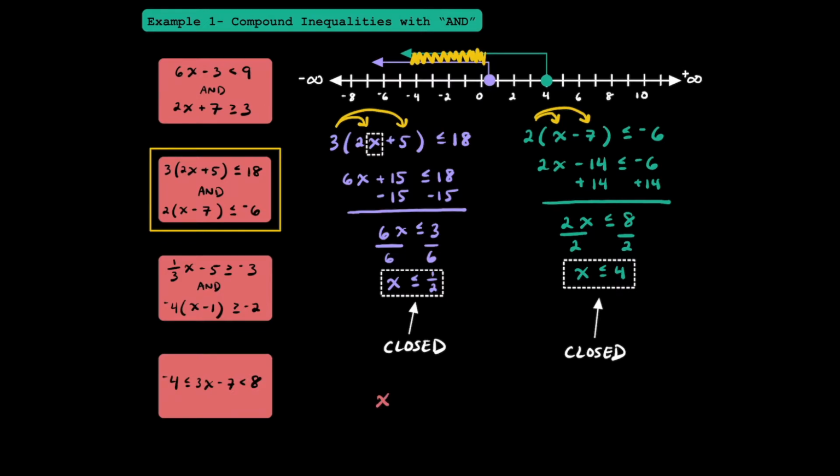Here we'll write our final solution as x is less than or equal to 1/2. Any value that is 1/2 or smaller will satisfy both of these inequalities. In interval notation, we can represent this as parentheses, negative infinity, comma, 1/2, with a bracket.